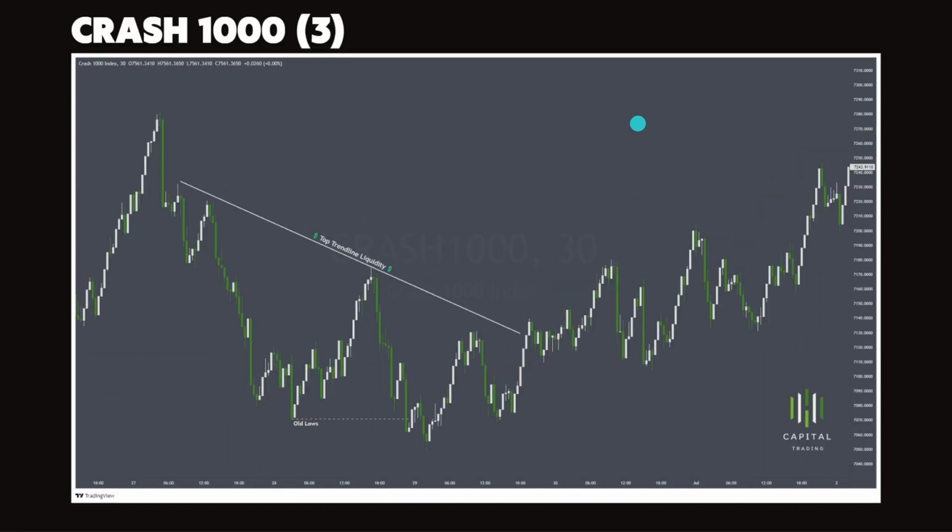So we want to see if they're going to fill up our fair value gap. They did touch on the low of this fair value gap, so it's calling price, right? So that's how you could have traded Crash 1000.